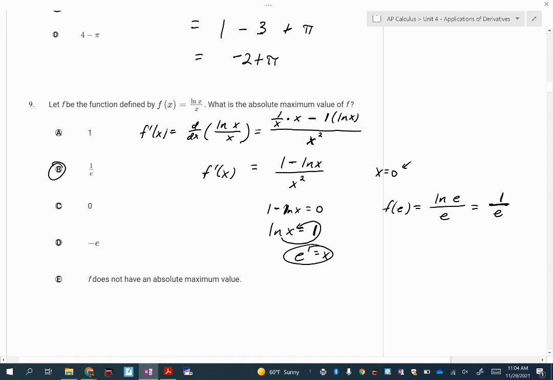Now let me go to Desmos and show you what happens when you type in the original f of x function.